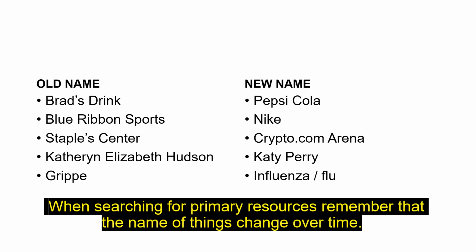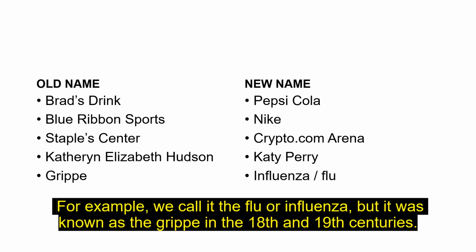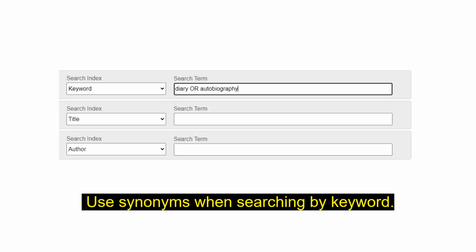When searching for primary resources, remember that the name of things change over time. For example, we call it the flu or influenza, but it was known as the grippe in the 18th and 19th centuries. Use synonyms when searching by keyword.